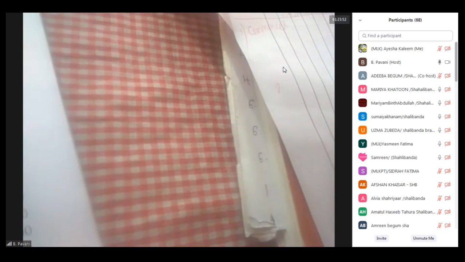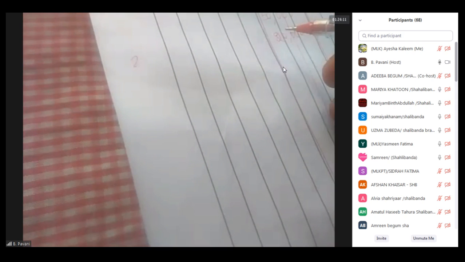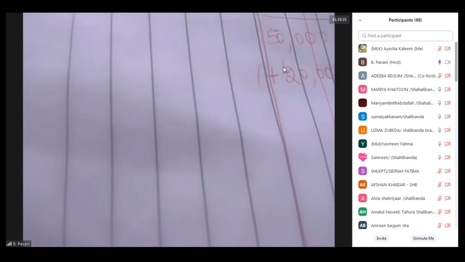Now coming to the second transaction. The second transaction is amount borrowed from Rajesh. So what entry have we written? You have written the journal entry just now: cash account debit to Rajesh loan account. So under the cash, what is happening? The amount is coming, 20,000. Under the cash column, I'm writing plus 20,000.